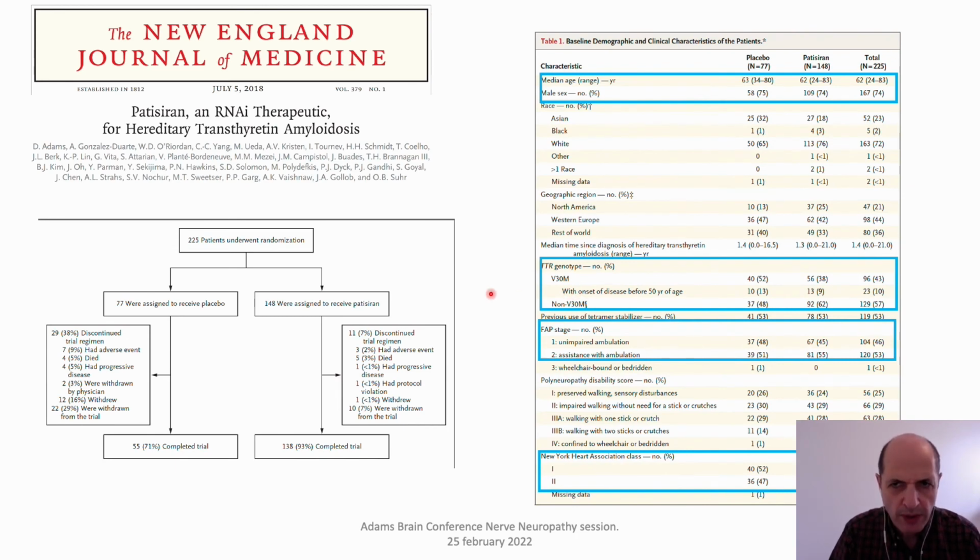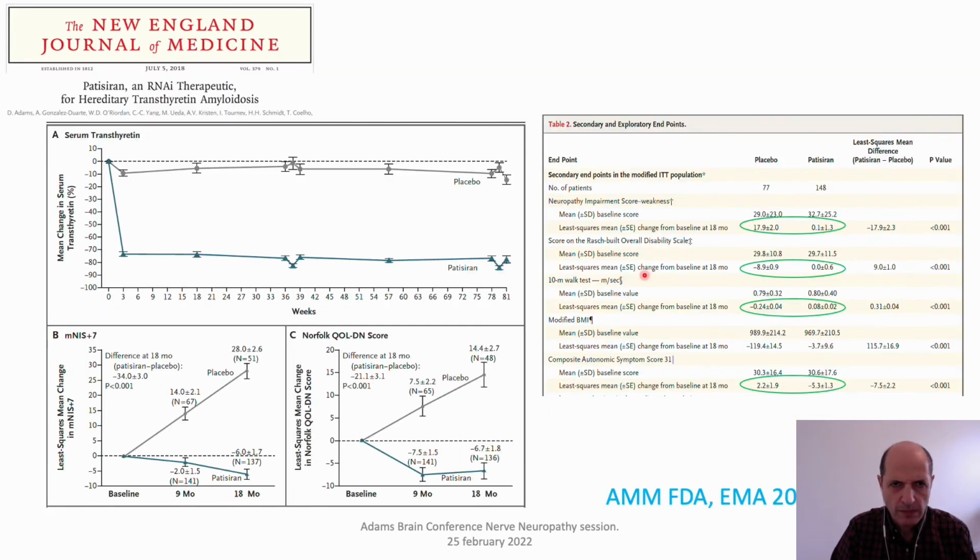225 patients were enrolled in the trial, usually at a late onset of 60 years old. Most of them were male, 3/4. Enrollment was balanced for V30M or non-V30M, stage 1 versus stage 2, and cardiac involvement at baseline. Here are the results of the APOLLO trial.